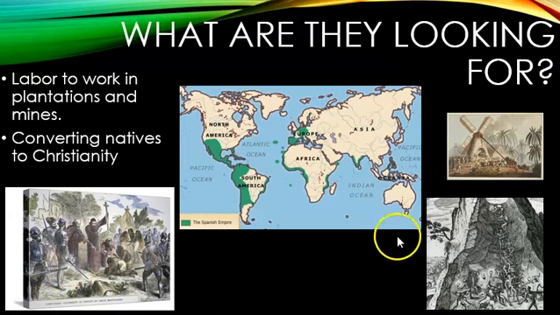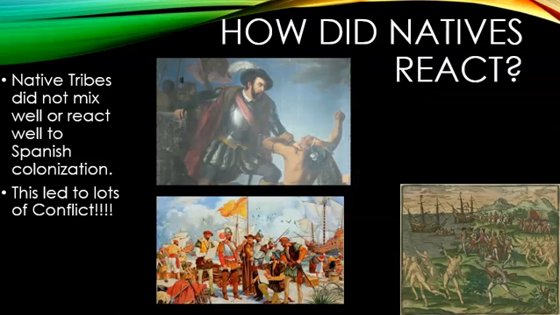So what are these groups looking for? Well, first of all, this is what the Spanish Empire looked like at its height. All of this territory is Spanish. They wanted labor to work in plantations and mines. So they didn't just rely on natives, they also relied on African slaves over time, and they liked converting natives to Christianity. Those are what the Spanish liked to do. How did the natives feel? Well, they didn't like it. You got lots of conflict between Spaniards and natives, some of it caused by the Spaniards, some of it caused by the natives, like the Pueblo revolts.